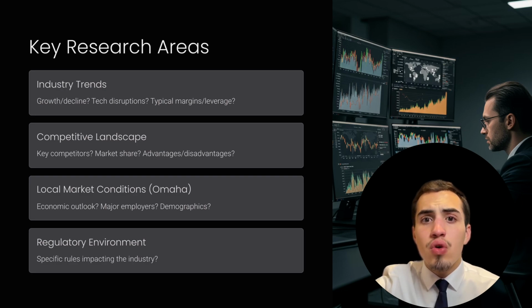Crucially, especially for a role in Omaha business banking, we assess local market conditions. Are major local employers expanding or contracting? What are the demographic trends? Finally, we consider the regulatory environment. Are there any specific regulations that pose risks or opportunities?